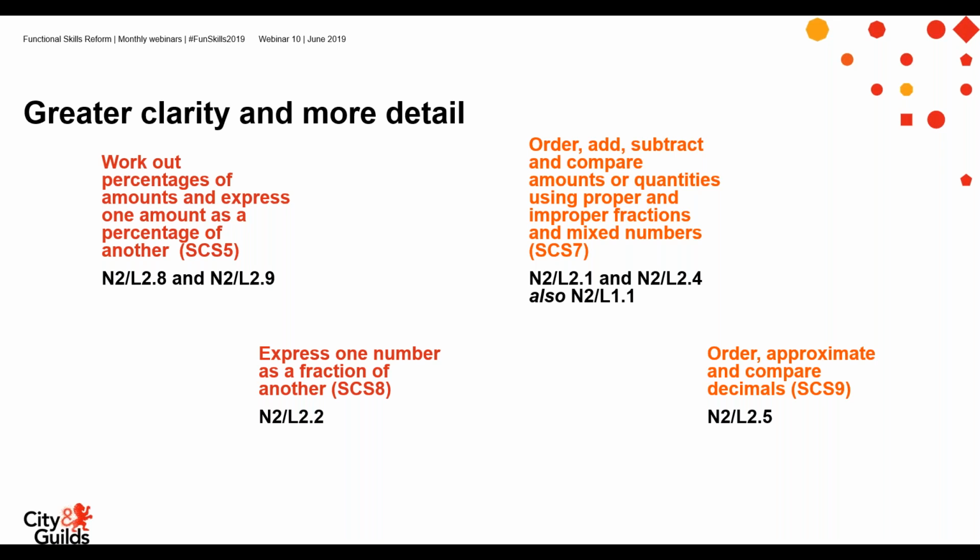Similarly, subject content statement 7 at level 2, I think ordering fractions has always been there, but here we also have adding and subtracting fractions into the mix, and whilst mixed numbers have always appeared in the core curriculum at level 1, improper fractions have now been added to the descriptors. Subject content 8 used slightly different terminology, but it was evaluate one number as a fraction of another rather than the new wording express one number as a fraction of another.